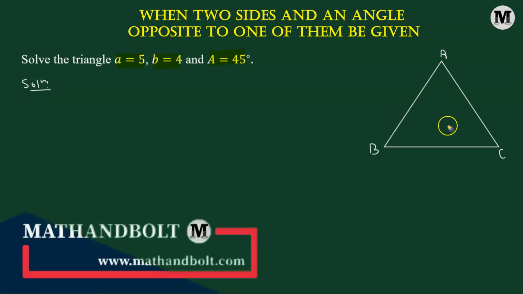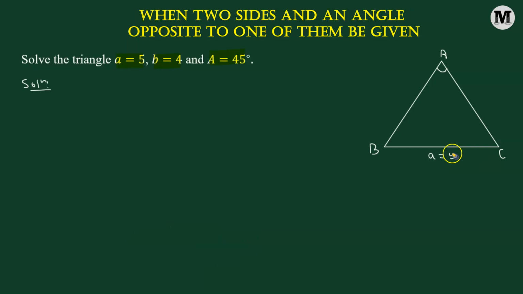Now, for the triangle ABC, the side that is opposite to angle A will be denoted by the lowercase letter a. It has a measure of 5 units. The side opposite to angle B, that is AC, is denoted by the lowercase letter b. It has a measure of 4 units. And then we have the angle measure of A, that is 45 degrees.